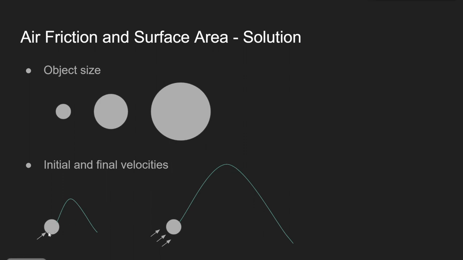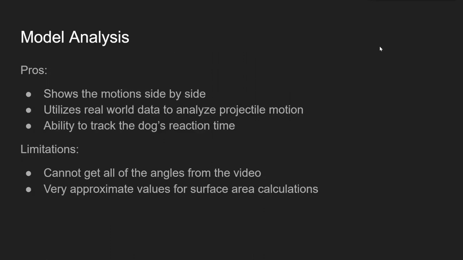Therefore, this can be a key indication of why Fritz can catch the French fry, but not the meatball and the steak. Size, the initial and final velocity, as well as the surface area can all come into play when determining whether or not the dog can make the catch. Our model gives a fairly good indication of whether or not the dog is going to make the catch and the key factors for why the dog can't make the catch or why it can.